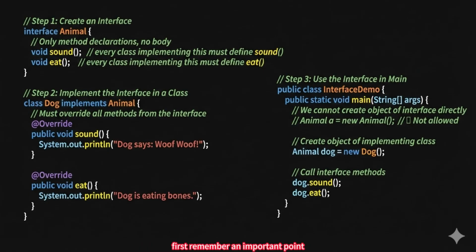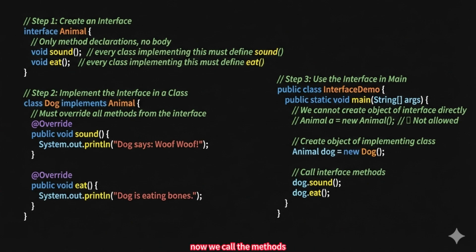First, remember an important point. We cannot create an object of an interface directly. So this line is not allowed: Animal a = new Animal(); Because an interface cannot be instantiated, we create an object of the implementing class. Animal dog = new Dog(); Here, reference type is Animal, the interface. Object type is Dog, the class. This is the correct way to use an interface.